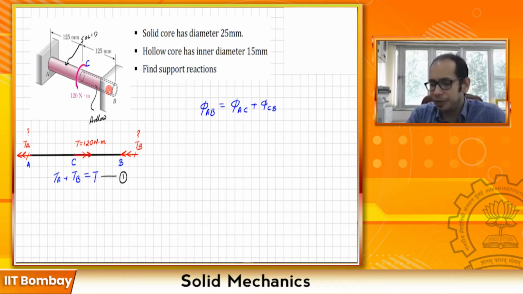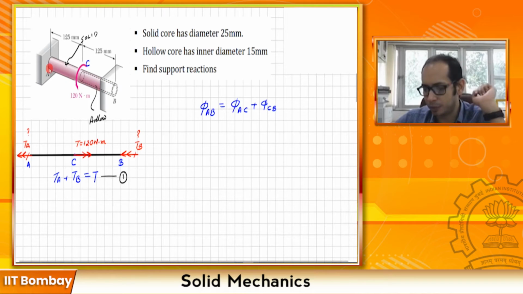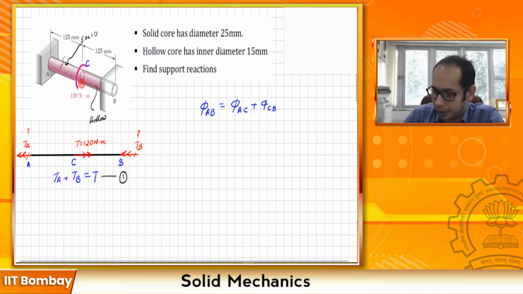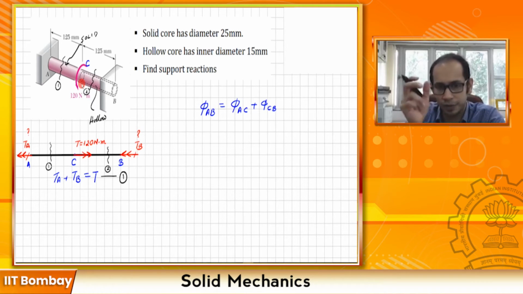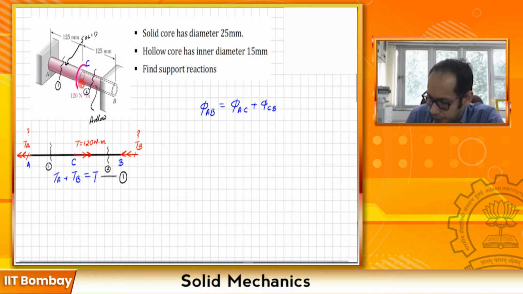Now, how do we compute phi AC? Phi AC is for this portion, and phi CB is for this portion of the shaft. As you can see, we always draw the sections where we have a discontinuity. From here to here, I have an applied torque at the point C. So I am going to take a section 1 and a section 2. If I show it in this 2D diagram, this is 1 and this is 2. Now for the first portion, the AC part, if I have to draw the free body diagram there, how do I represent the section where I cut?